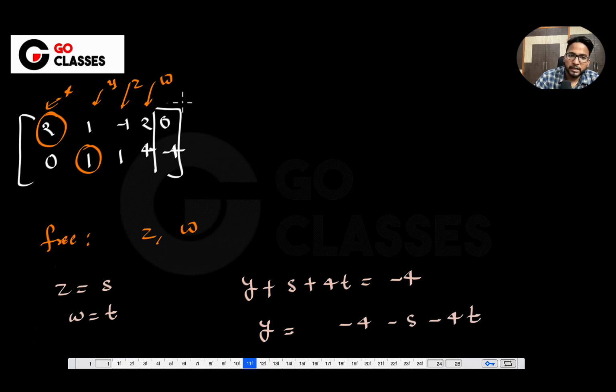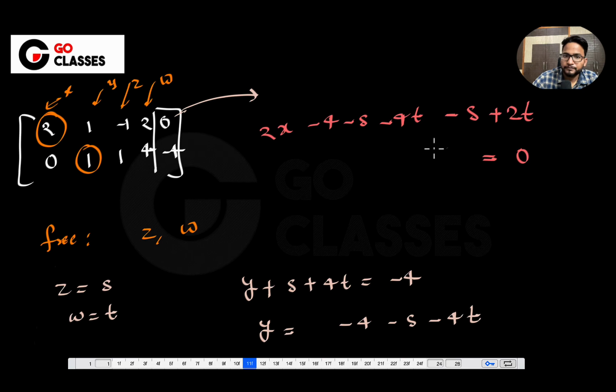And then similarly you will get x from here. I think x will be the same as previous, right? Because it is 0. Anyway, let me just solve for x. It will be 2x plus y, and y is this much, which is minus 4 minus s minus 4t, minus s plus 2t. x will also differ because y has differed, equal to 0.